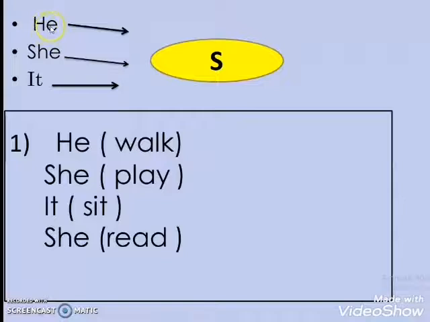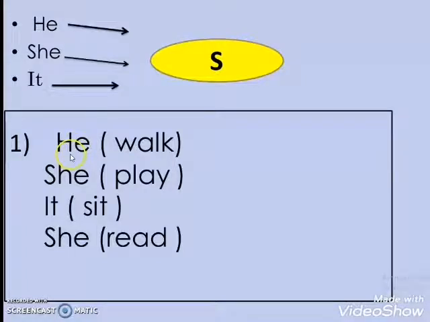We said he, we use it for a boy. She, we use she for a girl. It, we use it for an animal. So he for boy, she for girl, it for animal. If we have he, she, it before any action verb, we should add s to the action verb.